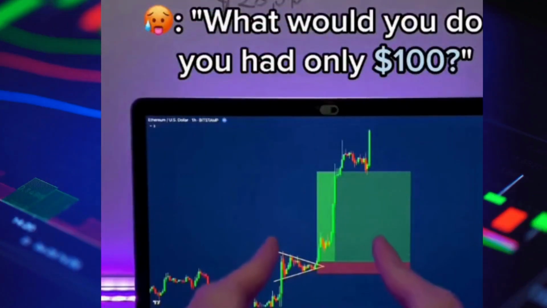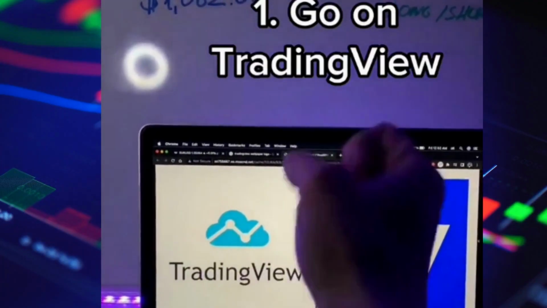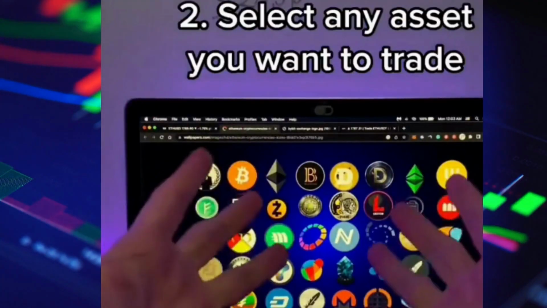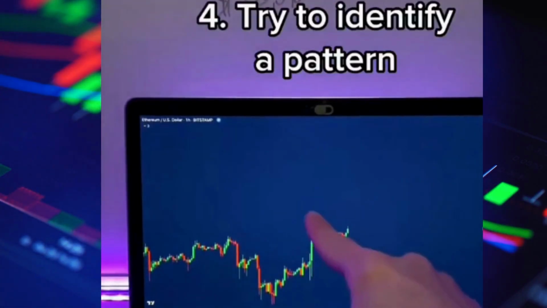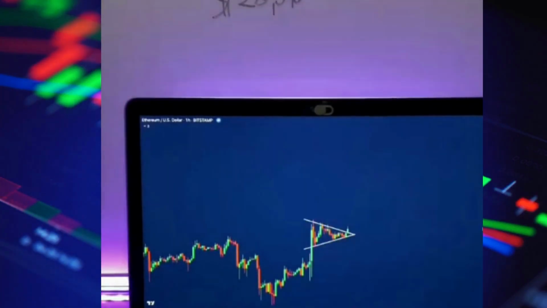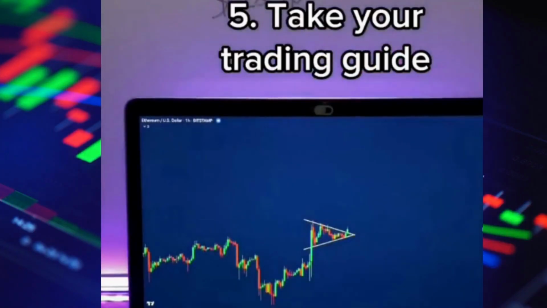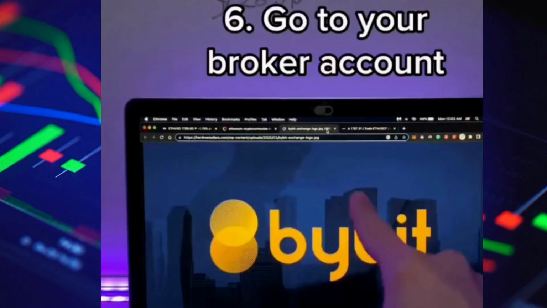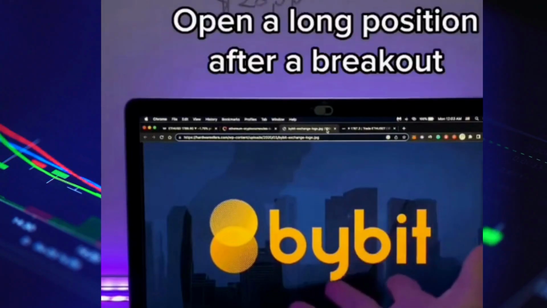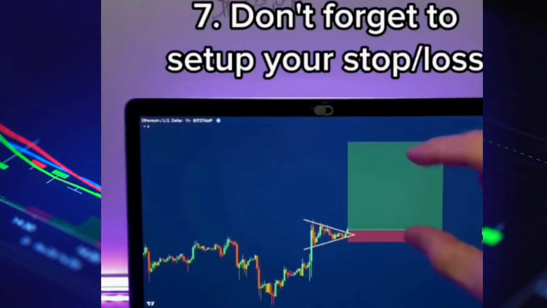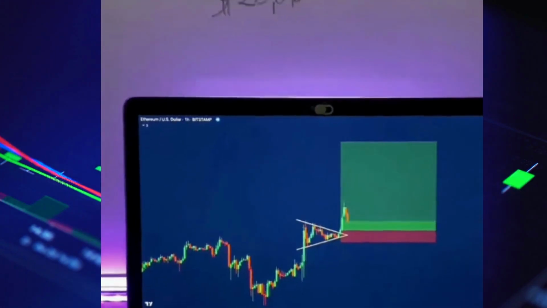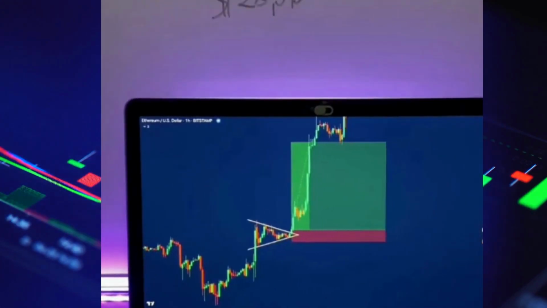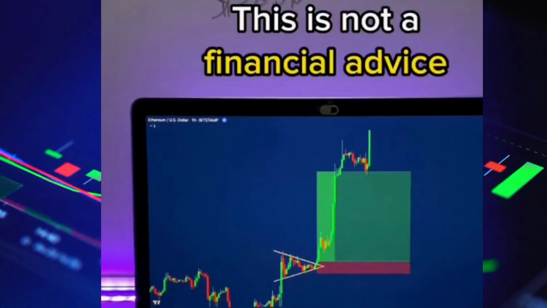Only $100? Well, I would go on TradingView, select any crypto I want to trade, then open the charts and try to identify a pattern. Then I would take my trading guide and let's see what we have. A bullish pennant. Then I would go to my broker account and open a long position after a breakout. Also, let's not forget to set up our stop losses. This is not financial advice. This is what I would do.